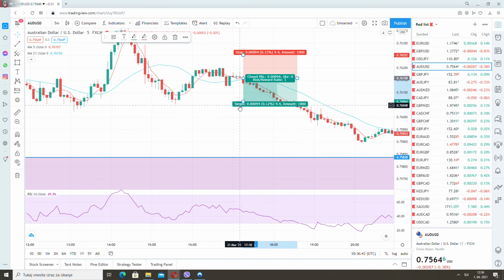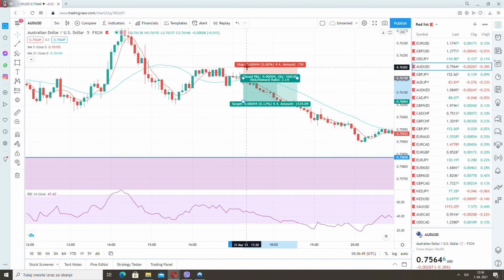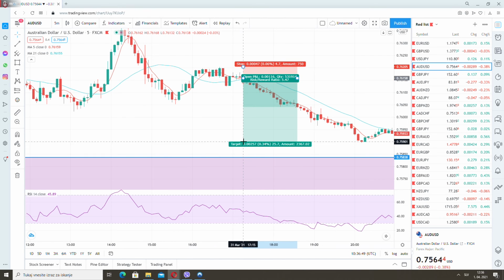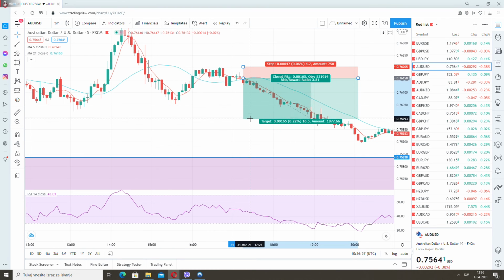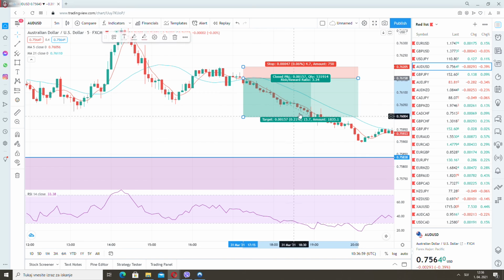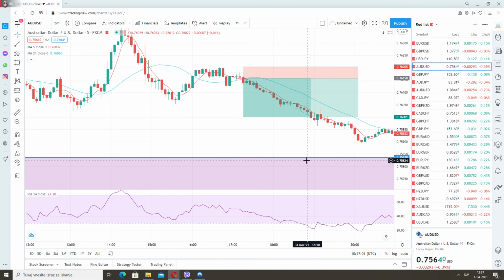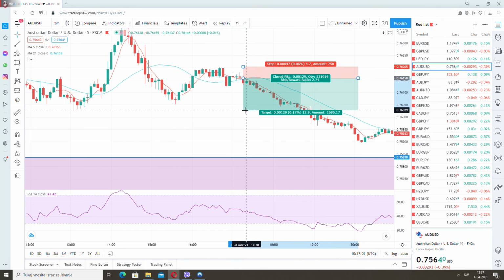Let's say you would have placed your stop loss right over there for about 5 pips, and you trail down your stop loss. Even if you trailed it down to here, you still would have made a good 14 pips, 13 pips on this one, on a scalp like this.